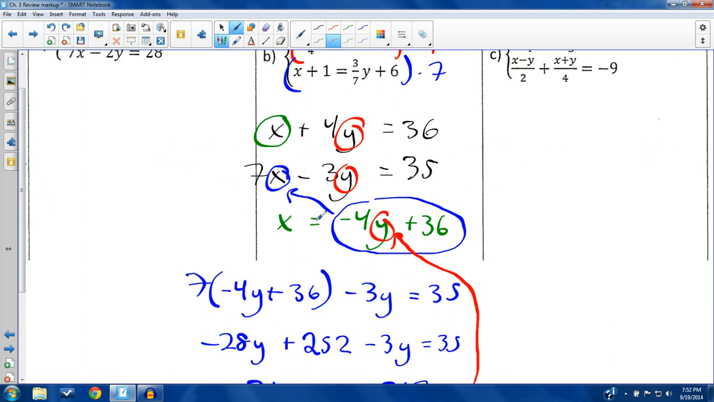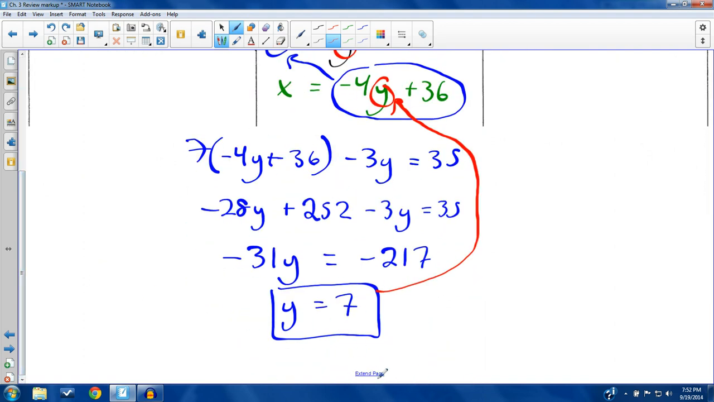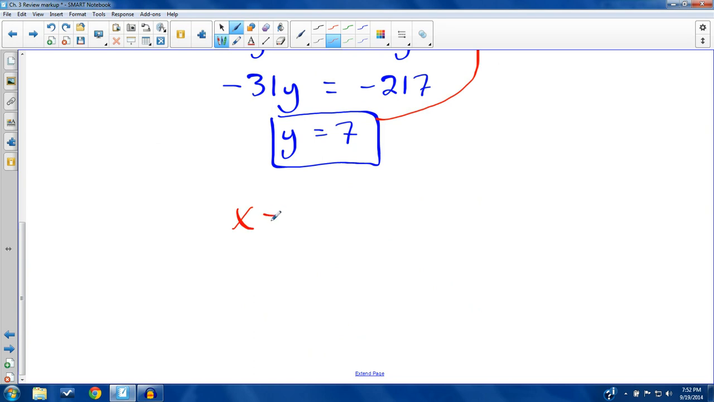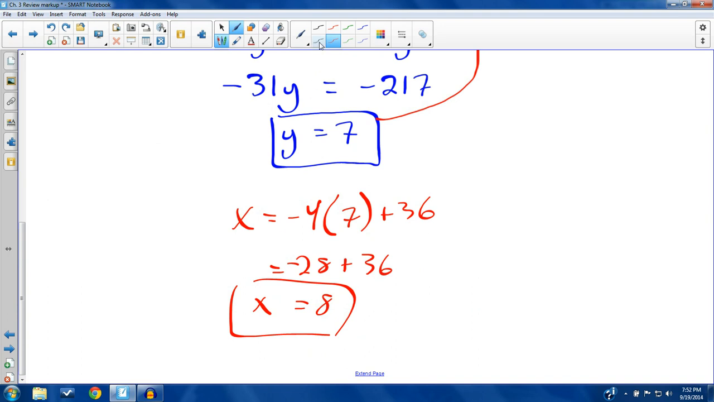I'm already saying x equals this. I might as well work with what I have here. So if y equals 7, let's rewrite negative 4y plus 36. So x equals negative 4 times 7 plus 36, which is negative 28 plus 36, which is 8. So x equals 8. If I wanted to write my solution as an ordered pair, it's (8, 7).